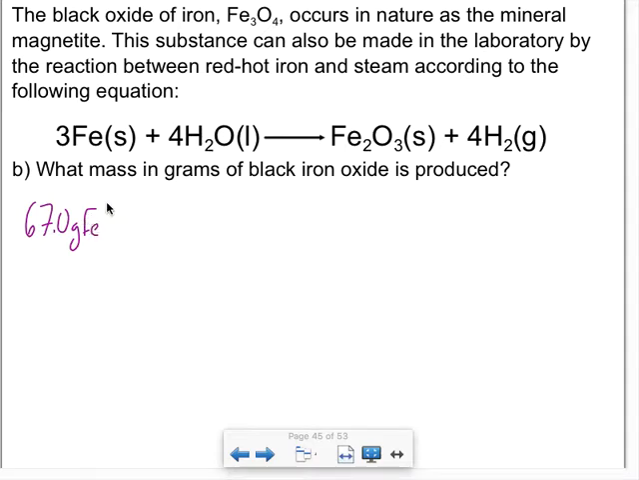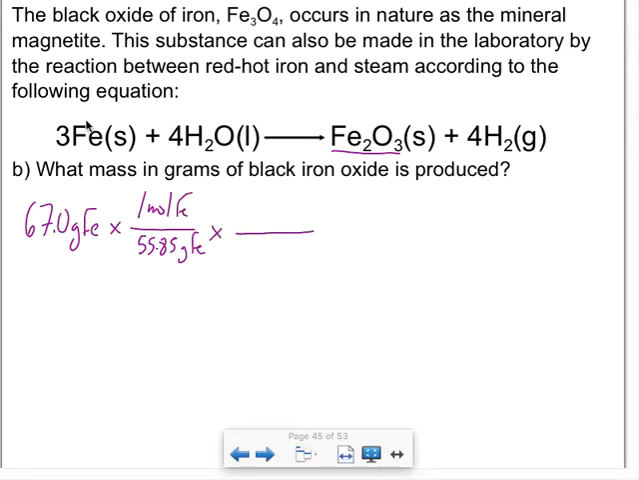Now I'm going to go from iron to black iron oxide. I'm in grams of iron. To get to moles of iron so I can make the conversion, I have to divide by the molar mass of iron. Looking at the periodic table, the molar mass of iron is 55.85 grams of iron to 1 mole of iron. That's how much 1 mole of iron is.